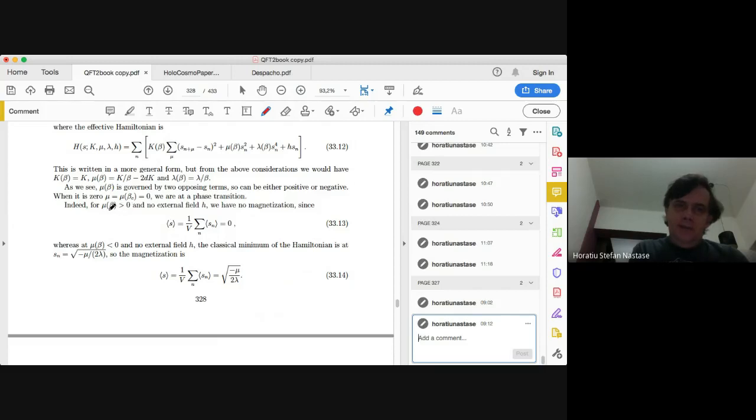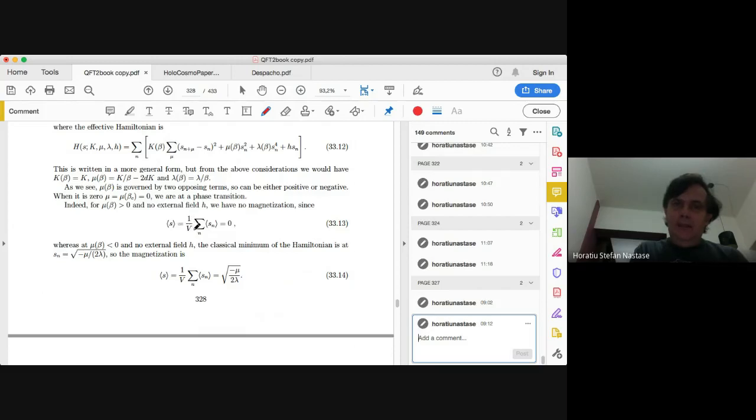So if mu is positive, if the quadratic term in the Hamiltonian, the quadratic term in the mass, if you think of this in terms of field theory, or the quadratic term in the order parameter, if you think of Landau's theory of phase transition. So if this term is positive, and there's no external field, there's no linear term, then we have no magnetization. Magnetization is proportional to the average value of the spin, right? That's what magnetization means.